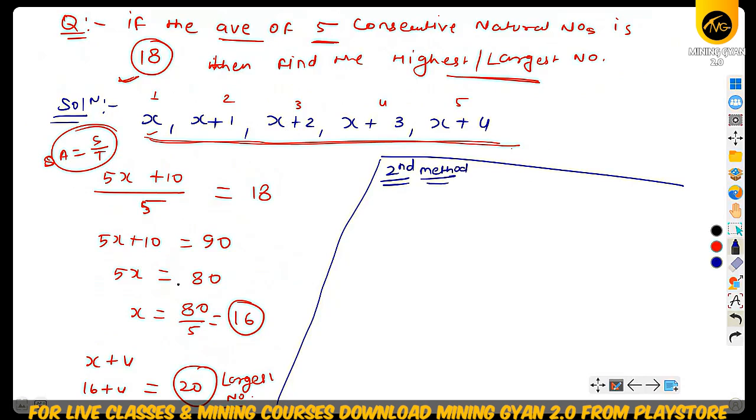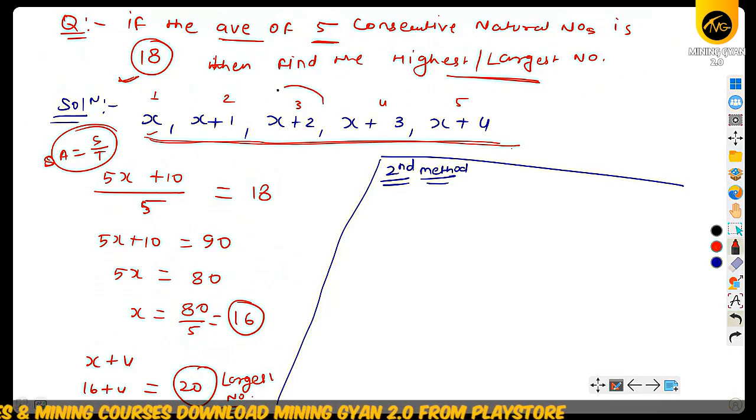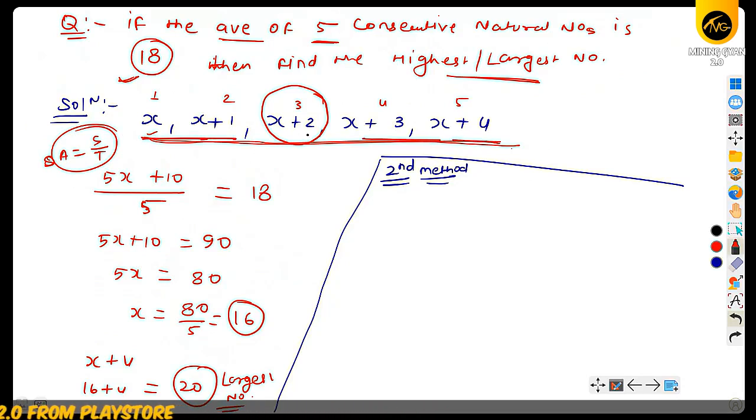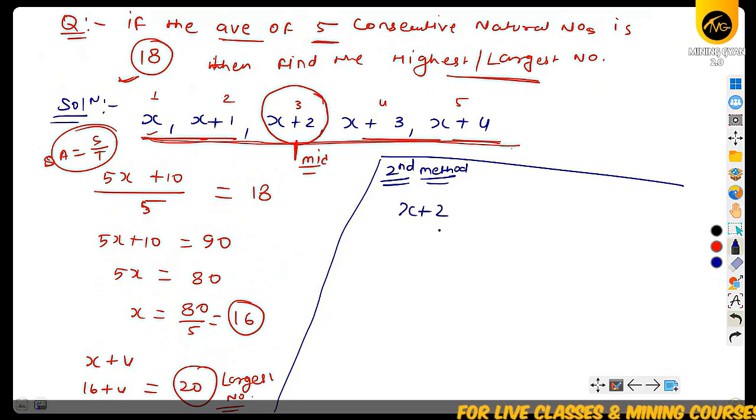Correct. x plus 2 is the mid number. So this is the mid number, x plus 2, because we have 5 numbers. So 1, 2 and 1, 2. So the mid number is x plus 2. Now consider the mid number, just x plus 2.